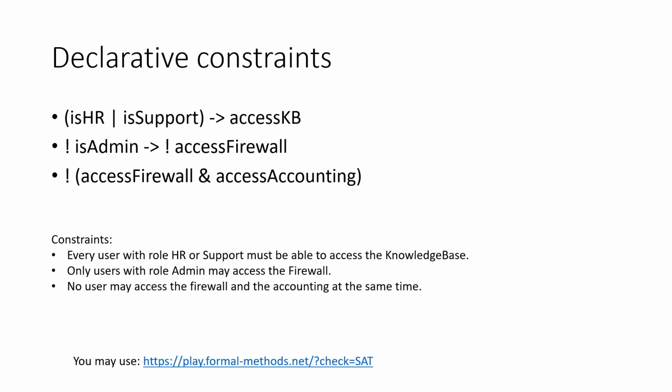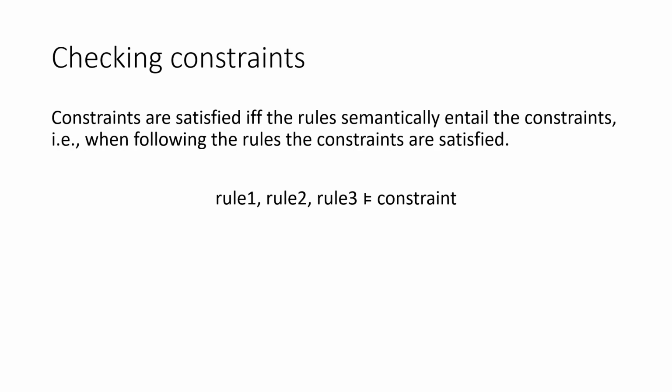So these constraints are now slightly easier than expressing the table, but of course we need to analyze both of them together, because now we want to make sure that these constraints are valid given the constraints on the table. So what we want to check is that the rules semantically entail the constraints. So the rules in our role-based access table, this is what should make sure that our constraints are satisfied, right? Because the role-based access table is our configuration, and we want to check whether the constraints are satisfied. So if we say rule 1, rule 2, and rule 3, because we had those three, I think it was access to knowledge base, access to accounting, access to firewall, these rules should entail the constraint that we're checking.